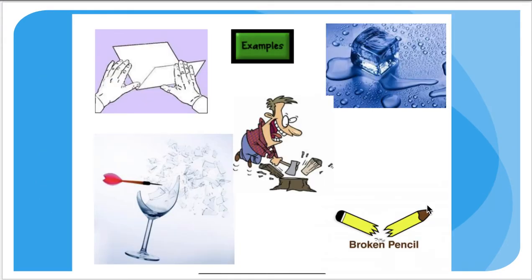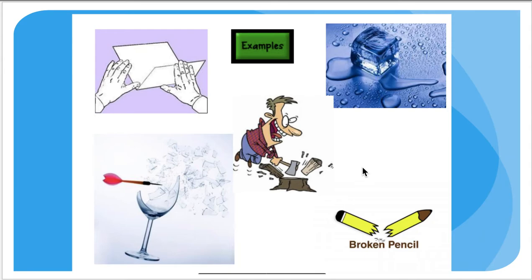So let's look at some examples. Folding paper. When we fold paper, it is still paper. You might have changed the shape of it, but it's still paper. Like we said about ice melting. If we break this glass, it does not look the same, but it is still glass. This man happily chopping wood. The wood looks different, but it's still wood. When you break the pencil, it's still a pencil. It looks a little different. So those are physical changes.